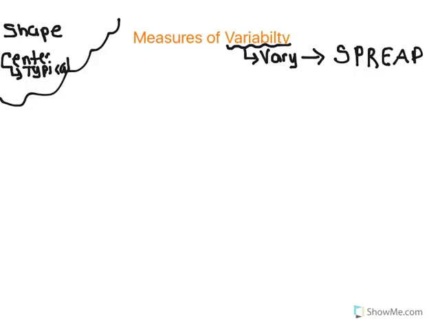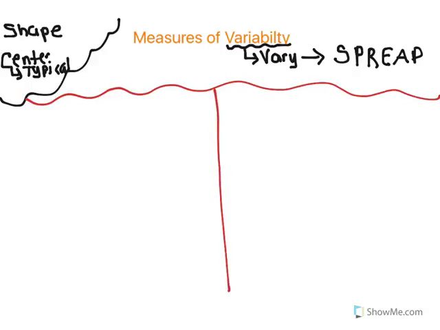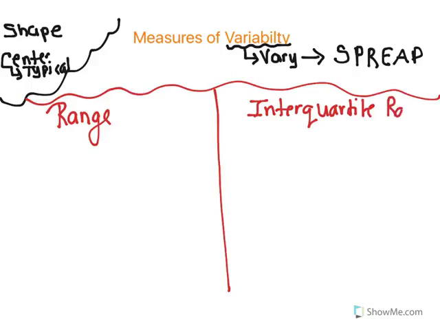So when we look at variability, we're looking at the spread, and this is different, and we look at it for different reasons. And there's really two different kinds of measures of variability. So I'm going to split my paper in half. There is range, and then there is something that we call the interquartile range. So there's a similarity between them, but they're slightly different.